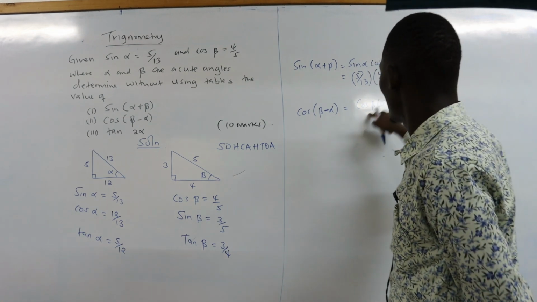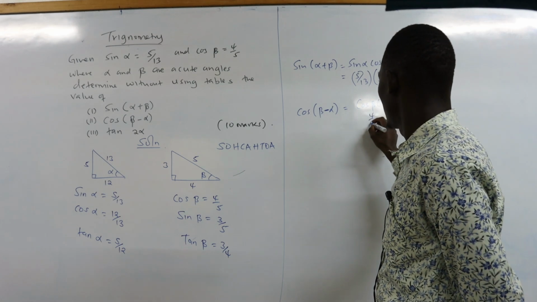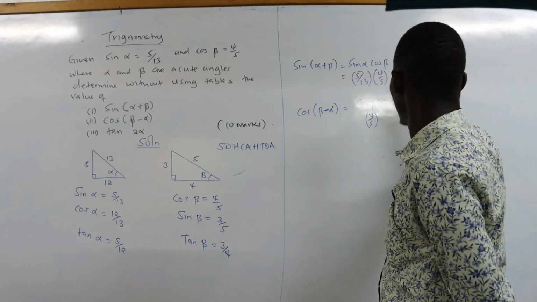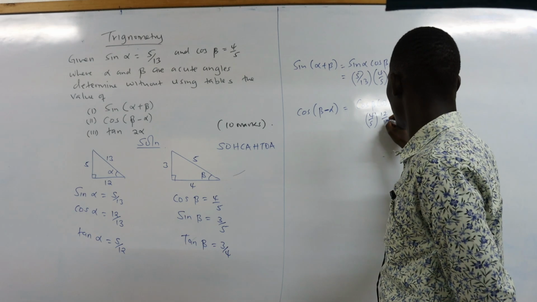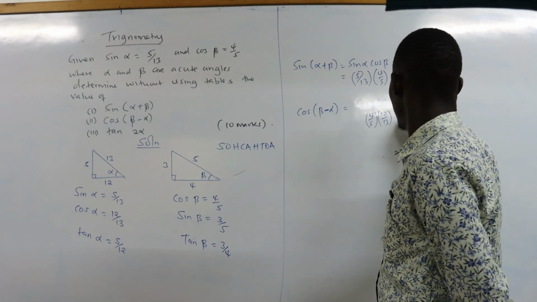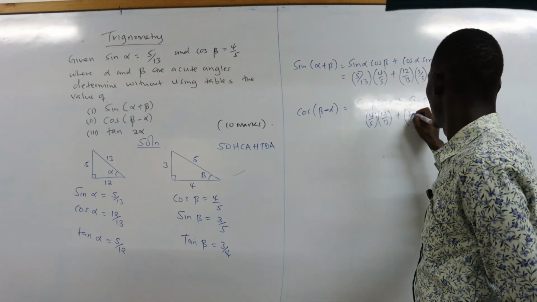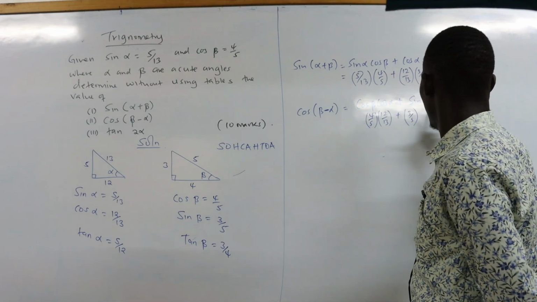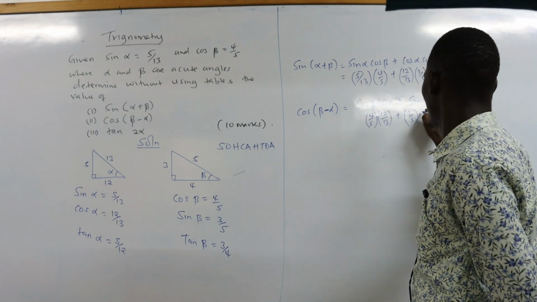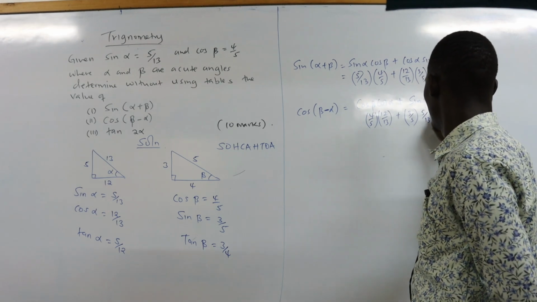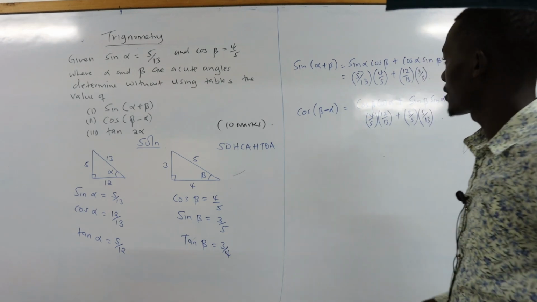So again, what is the cos of beta? 4/5. What is the cos of alpha? 12/13. Plus, what is the sine of beta? Sine of beta 3/5. What is the sine of alpha? 5/13. Again, you work out that fraction.